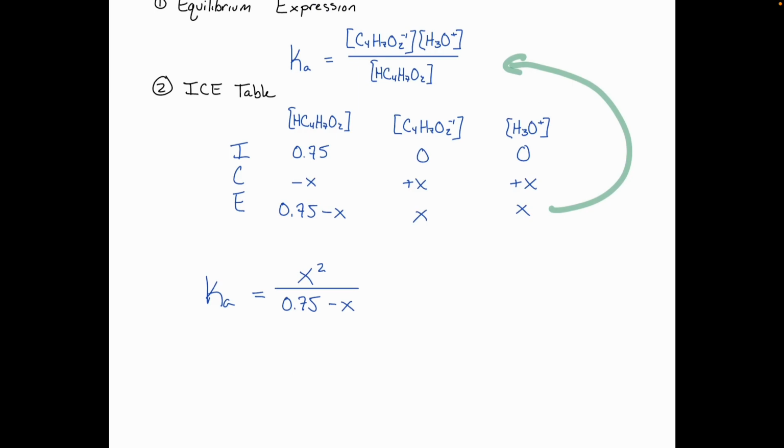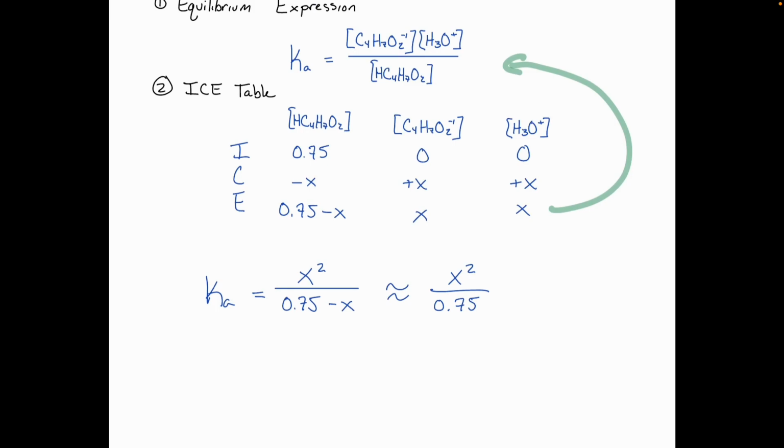Now, because x is going to be so teeny tiny, what assumption can I make that's going to make my algebra that much easier? Yeah, right? What can I drop? I can drop this minus x from my denominator here. You could solve it with that in there. It's totally doable. You would have to use the quadratic equation, all right? But you can just make your life a little bit easier algebra-wise by dropping that x. So this is about the same thing as x squared over 0.75.